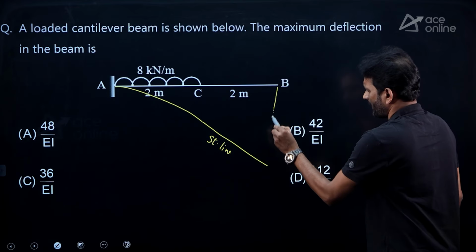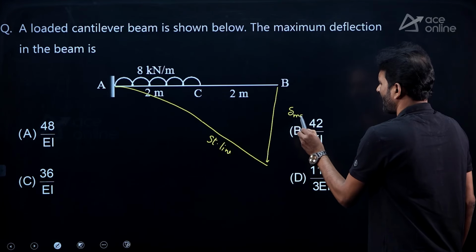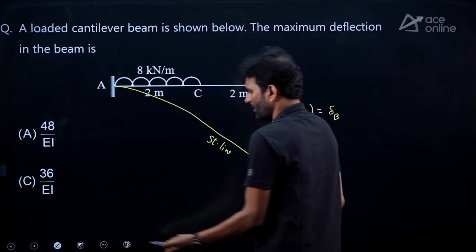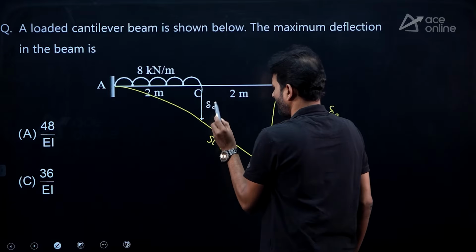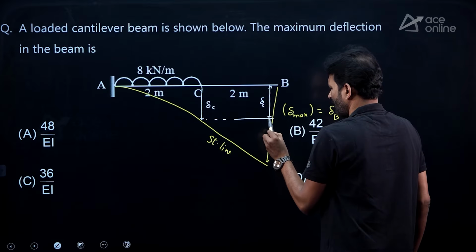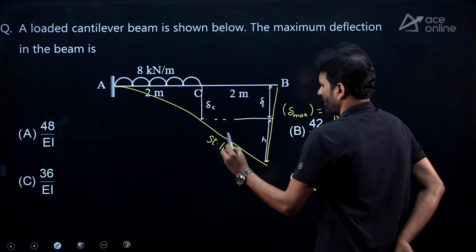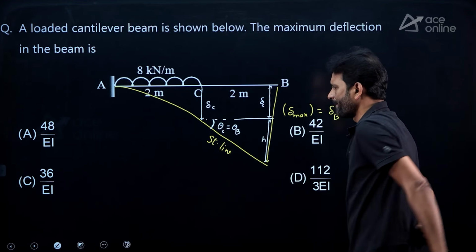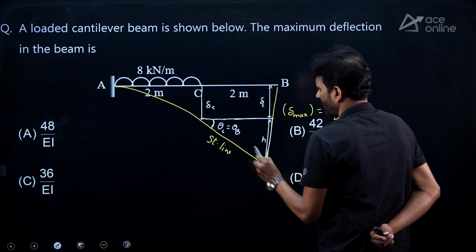Maximum deflection is available here. It occurs at B. That is the max. We require this one, del B. How am I taking this one? If I am projecting this, this is del C. Let me take from here to here as del C, and from here to here, you can say this is H units. And we know theta C is equal to theta B, being it is a straight line. This is a right angle triangle.